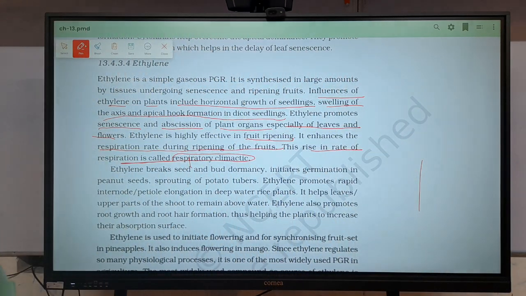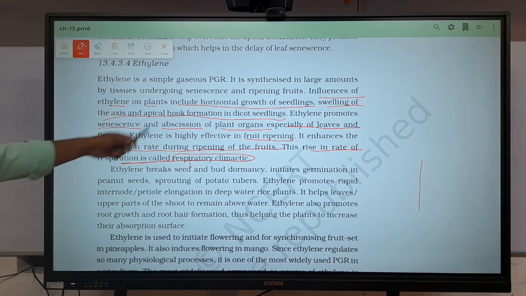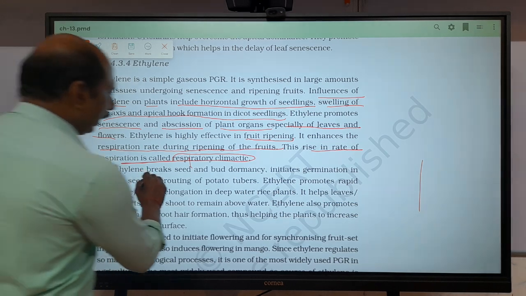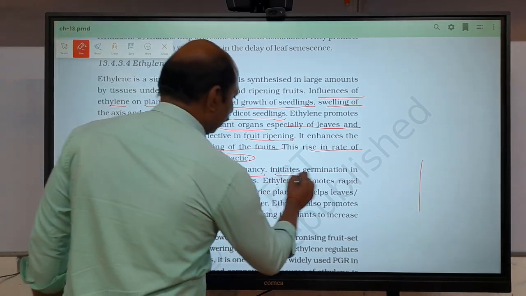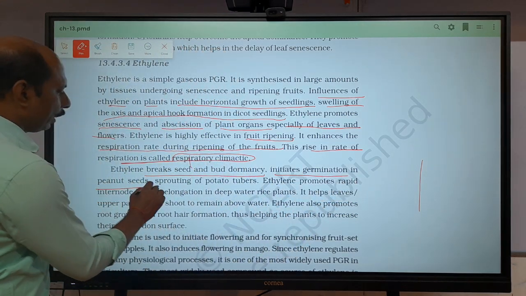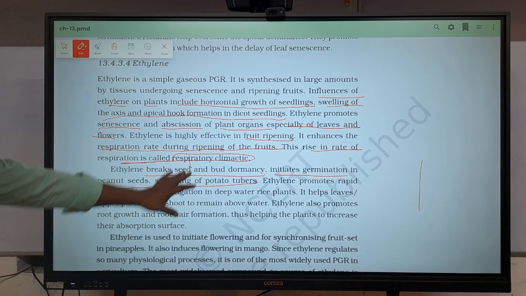Increase in respiratory rate due to the presence of ethylene in the case of fruit. Now the fruit gets ripened. Ethylene breaks seed and bud dormancy. It initiates germination in peanut seed and sprouting of potato tubers.